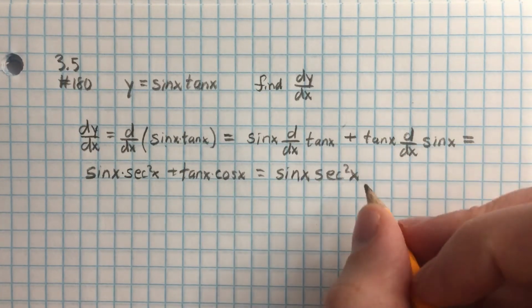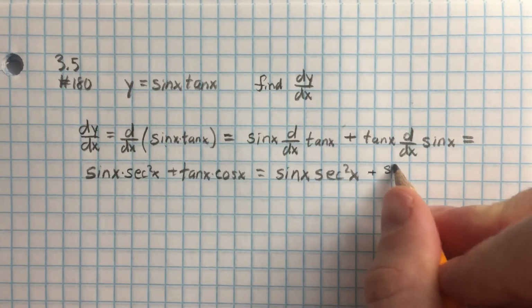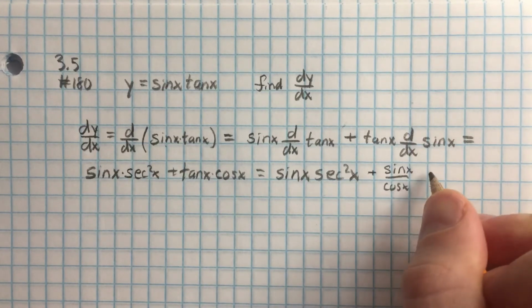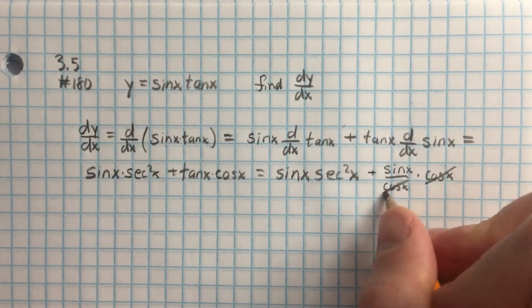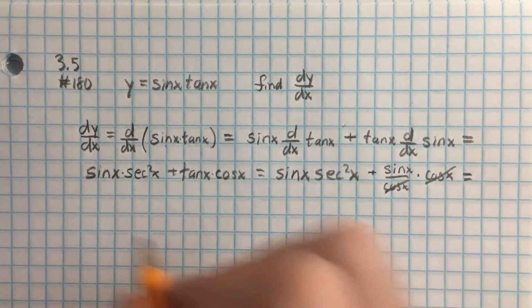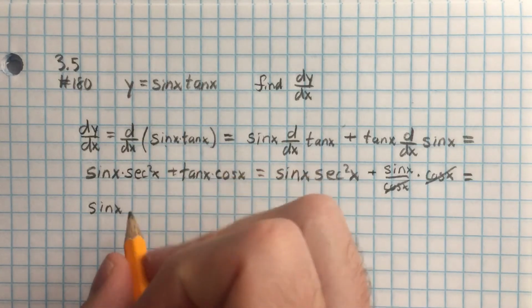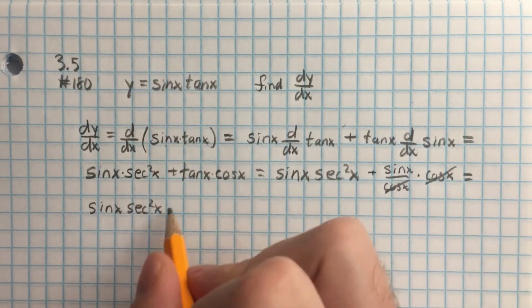So sine x secant squared x plus tan x is sine x on cos x, and we have times another cos x. So of course the cos's cancel. There's that simplification. Equals, we now have sine x secant squared x plus just a sine x.